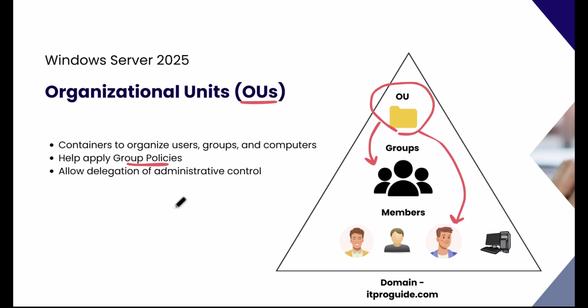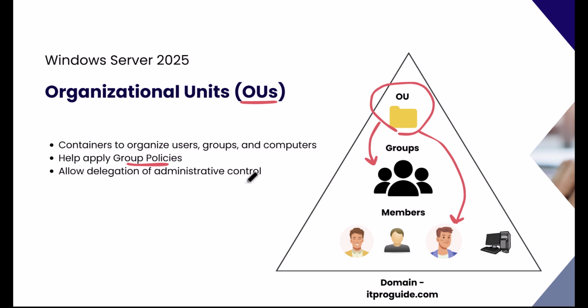You can also delegate control of an OU to a specific user or team. So if you are part of a large organization and you want to delegate control of some users, put them in one OU and then assign a specific user or a team to manage that OU. So this is how you can organize.